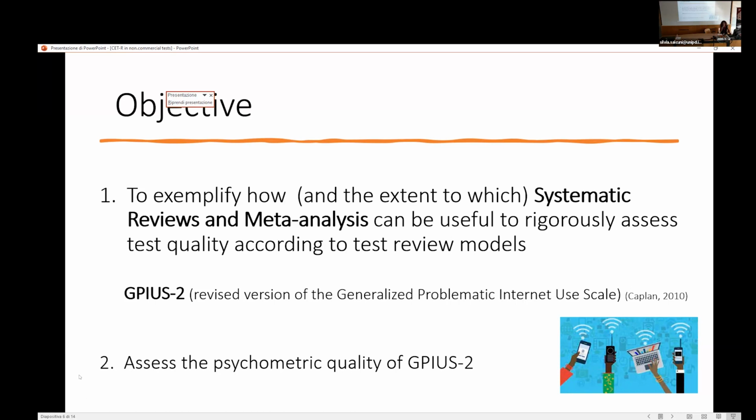So in this talk, what we wanted to show is the usefulness of systematic reviews and meta-analysis when we need to analyze this type of tests in order to apply the test review model. We focus on the generalized problematic internet use scale.